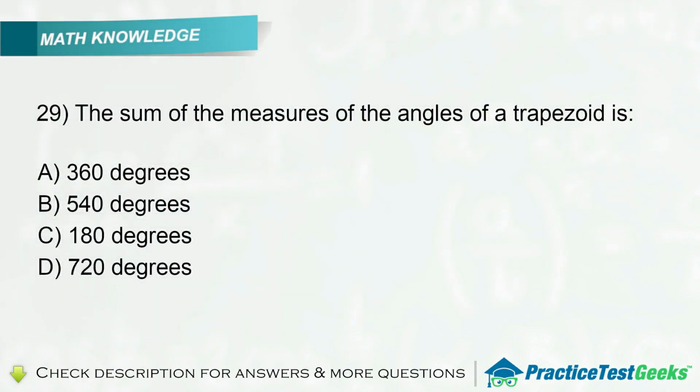Question 29. The sum of the measures of the angles of a trapezoid is? A. 360 degrees. B. 540 degrees. C. 180 degrees. D. 720 degrees.